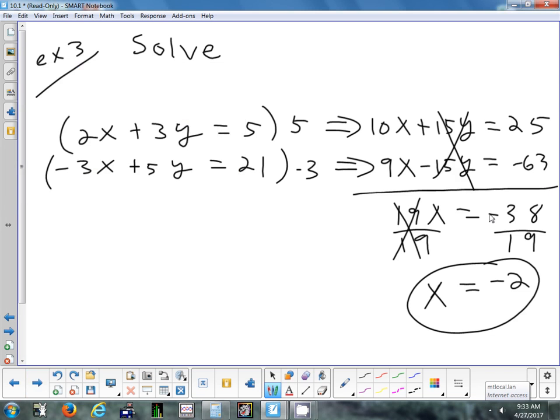Now do the same thing you did last time. Pick an equation, whichever one is easier, plug it back in, and solve. Which equation do you think is easier to go back to, the top or the bottom? Well, the top one has all positives, so that's kind of nice, and the number on the other side is smaller than 21. So it doesn't matter, but I would say the top one is easier.